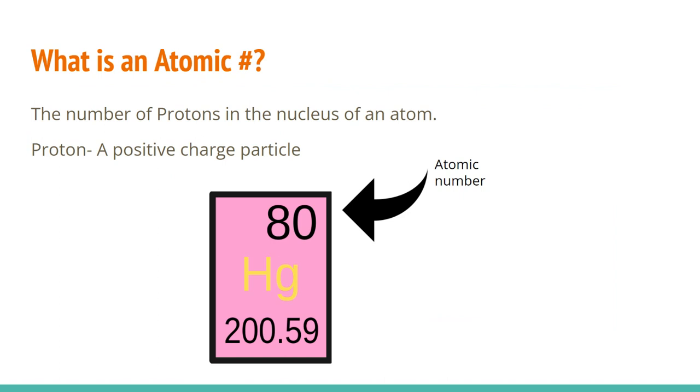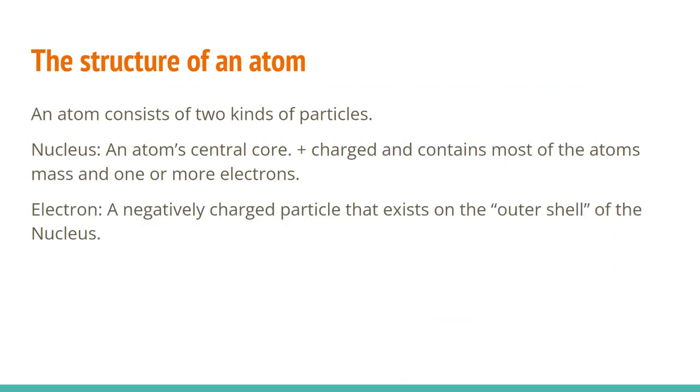And then the atomic mass is the number that is right here. It's under the symbol, so basically a lot of numbers under a symbol. And the atomic number is up either in the corner or right above the atomic symbol.